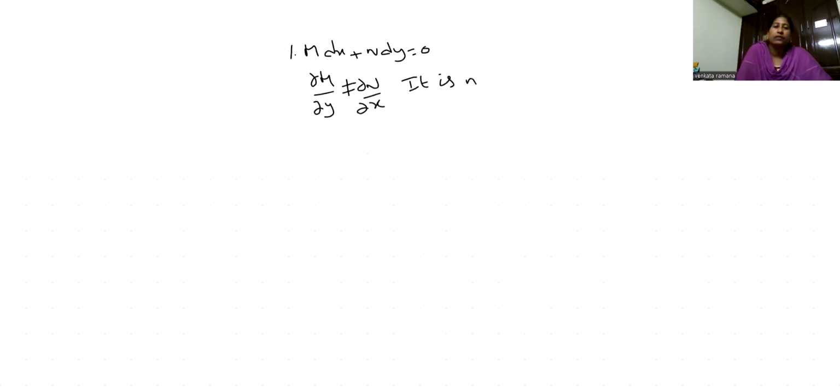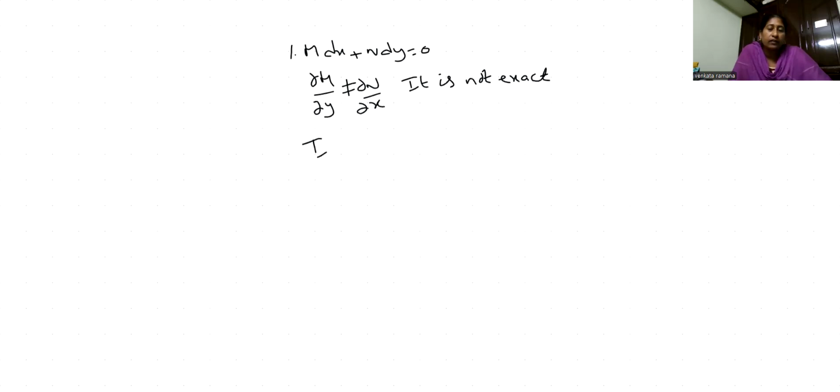Now we are discussing the rule. If M dx plus N dy is a differential equation, and ∂M/∂y is not equal to ∂N/∂x, then we say that it is not exact. Then what do we have to do? If you multiply this equation by some number, value or function, it becomes exact. That function is called an integrating factor.